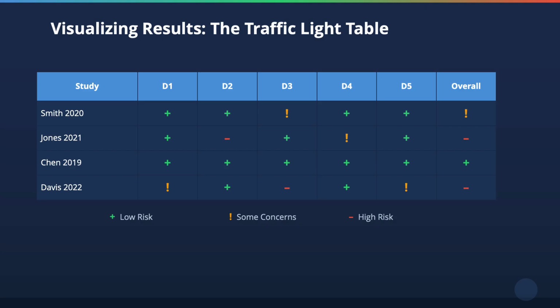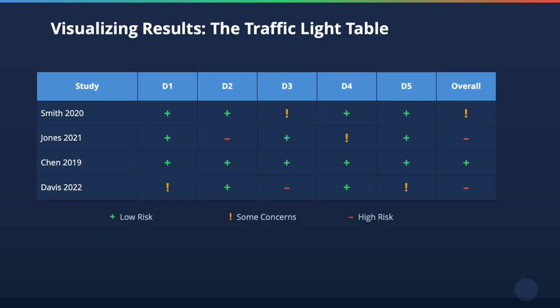This traffic light table is the standard way to present risk of bias results in a systematic review. You will see it in almost every Cochrane review. Each row is a study, each column is a domain. Green plus means low risk. Amber exclamation means some concerns. Red minus means high risk. The final column shows the overall judgment.